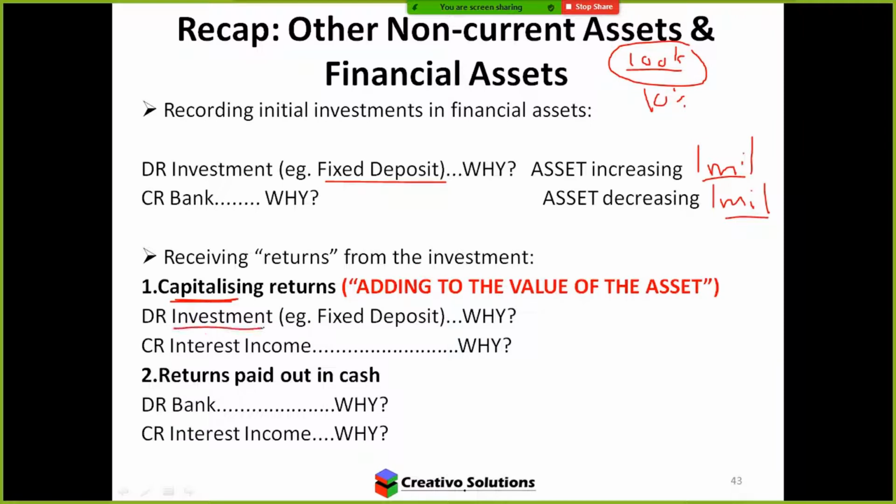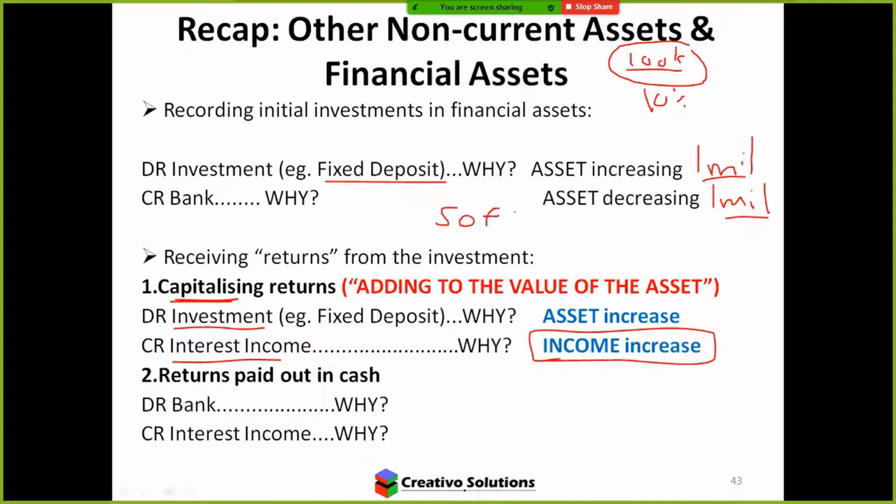So you debit the investment and you credit the interest income. Why? Well, you're earning income. The income will be credited and the asset will increase. Now you're going to disclose on your statement of financial position under assets an investment of 1M plus 0.1, so it's going to be 1.1. Does it make sense? Yes.